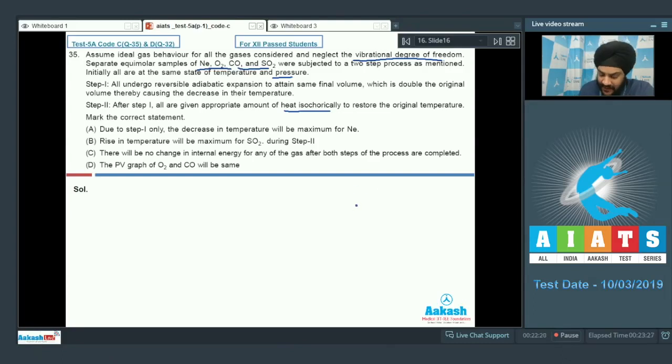So if we talk about the processes which are happening in this question, separate equimolar samples of these gases were subjected to reversible adiabatic expansion. If we try and draw PV plots for these gases, we can plot the pressure on the y-axis and the volume on the x-axis. We can have the initial state, which is given by V1, P1 and T1. Now they are subjected to reversible adiabatic expansion to the same final volume, which is double the initial volume, so we can have 2V1.